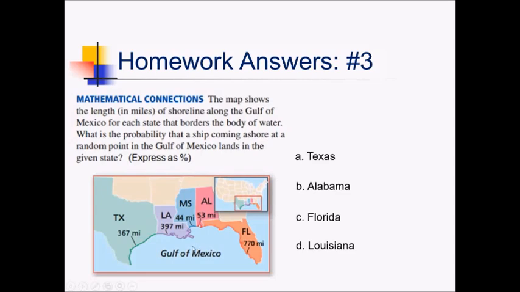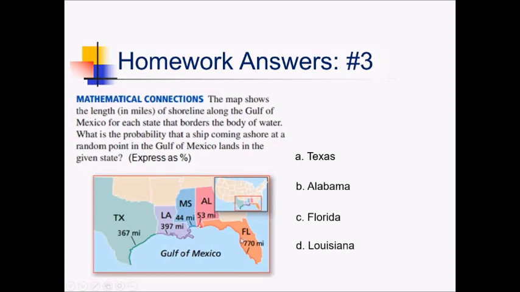So this is one where, supposedly you have an equal chance of hitting any particular mile along this coast. So for our theoretical probability here, we need to find the total possible outcomes, and that's just the total miles that you could hit here.